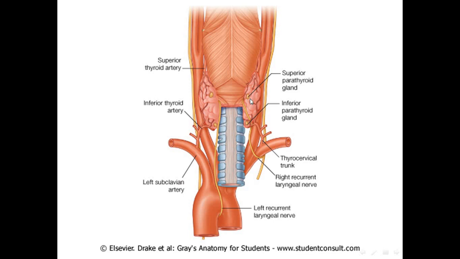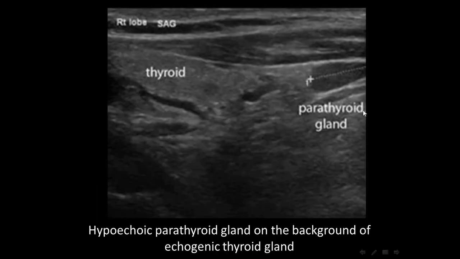So these are the parathyroid glands. This is the left superior parathyroid gland, right superior, left inferior, and right inferior parathyroid glands. So this is an image of the thyroid and parathyroid glands. As we see, the thyroid gland is echogenic, but the parathyroid gland, which is here, is slightly hypoechoic compared to the thyroid gland. That's how we differentiate.